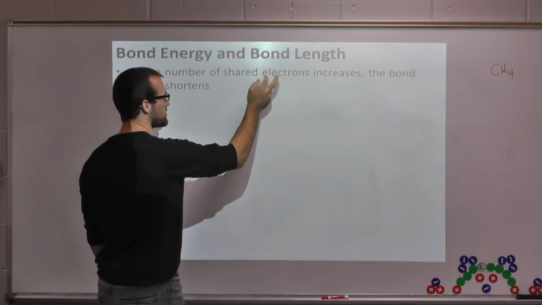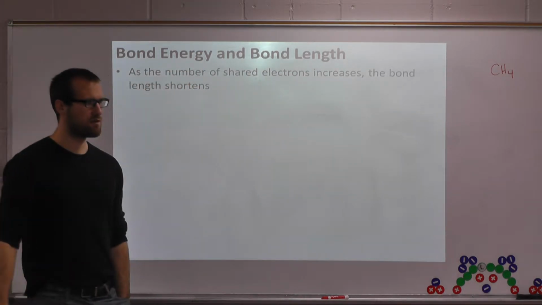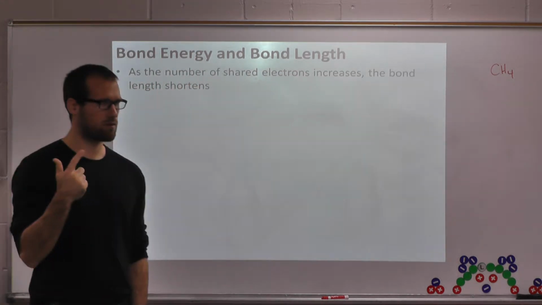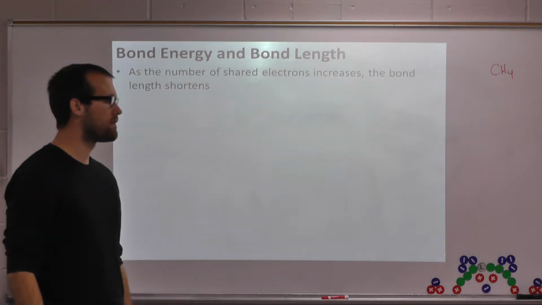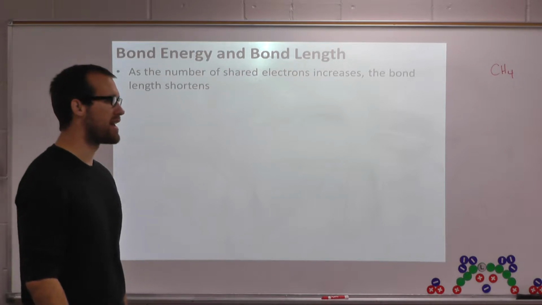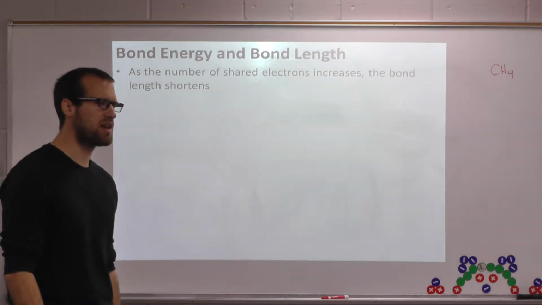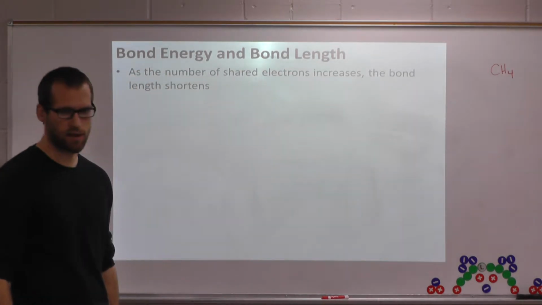So, 2 shared electrons versus 4 shared electrons versus 6 shared electrons. What's the difference? The 6 would be a lot shorter bond length. Yes. It's saying as you go from a single to a double to a triple, bond length shortens. Okay.